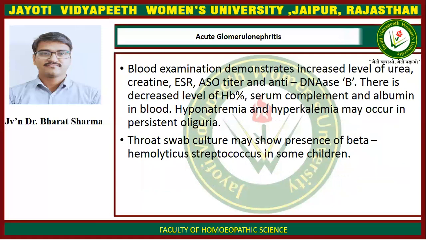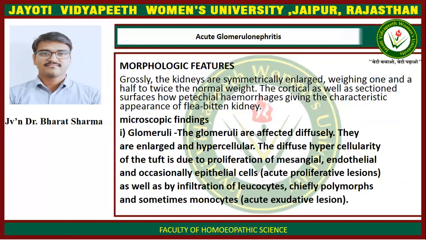Blood examination demonstrates increased levels of urea, creatinine, ESR, ASO titers, and anti-DNase B. There is decreased level of hemoglobin, serum complement, and albumin in blood. Hypoproteinemia and hyperkalemia may occur in persistent oliguria. Throat swab culture may also show presence of beta-hemolytic streptococcus in some children.